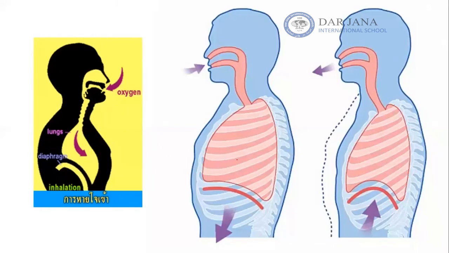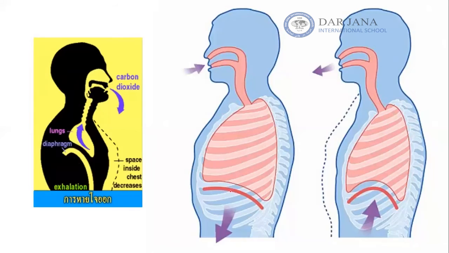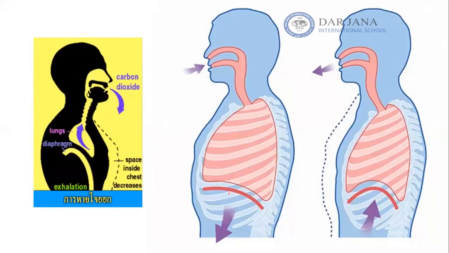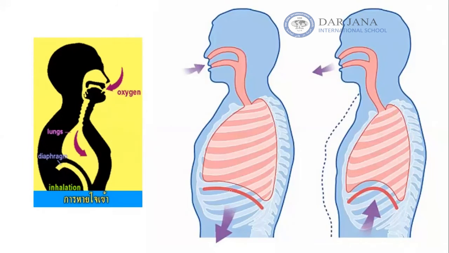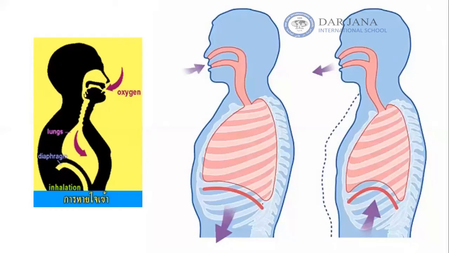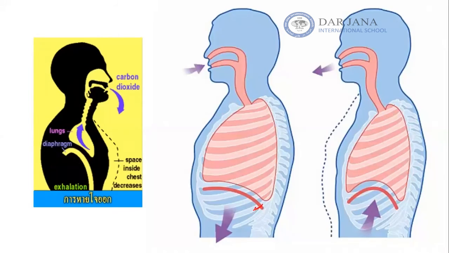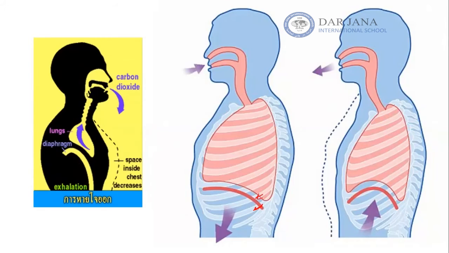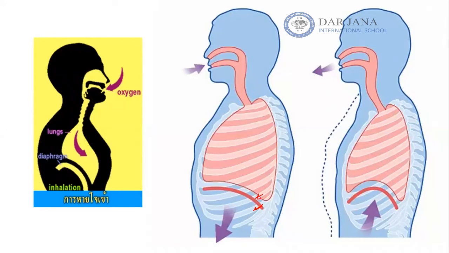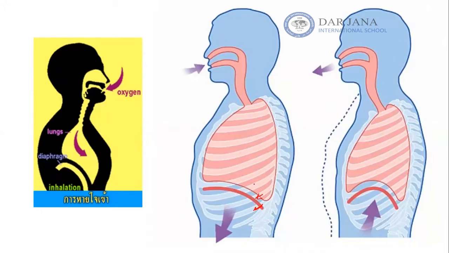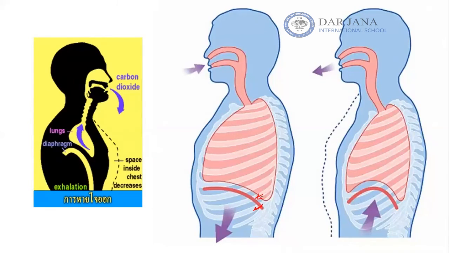Now, keep in mind that the diaphragm is a smooth muscle. So this muscle contracts and relaxes in order to help in breathing. We also have muscles at the rib cage, and these muscles are going to contract in order to help in breathing. So when these muscles contract, the rib cage is going to move up. And when they relax, the rib cage is going to move down.